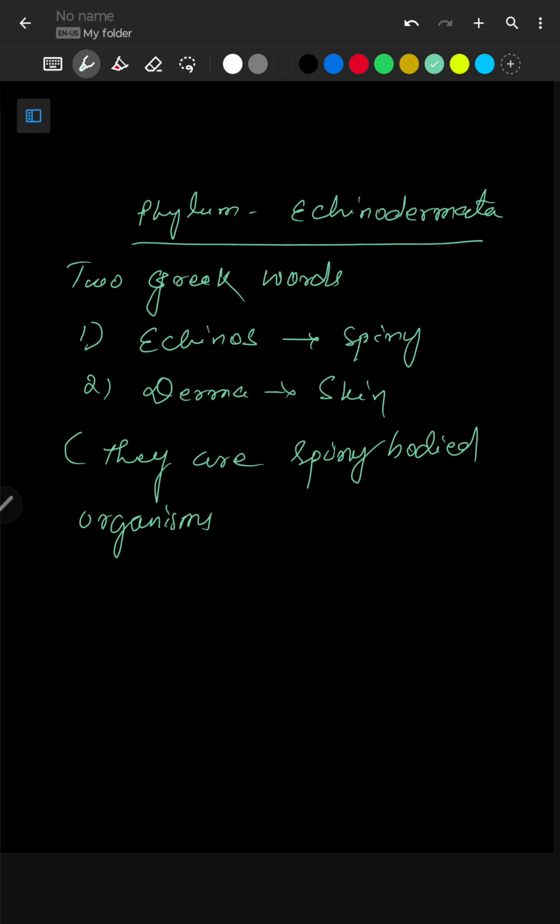Okay, and why is the body spiny? Because they have the endoskeleton made up of calcareous ossicles. I will tell you later on. So the common example is the starfish, all of you have seen starfish, and besides that other common examples are sea urchins, sea lilies, sea cucumbers and brittle stars.